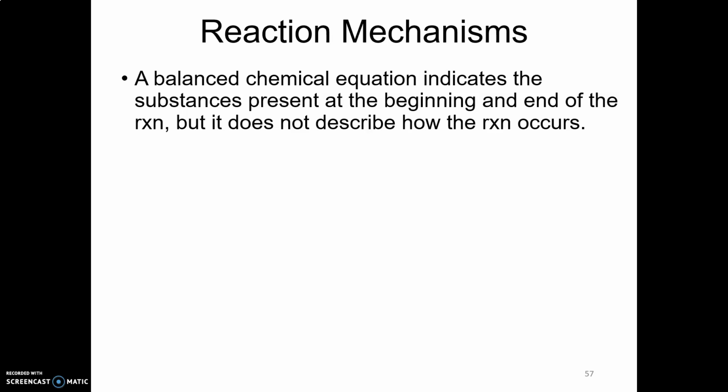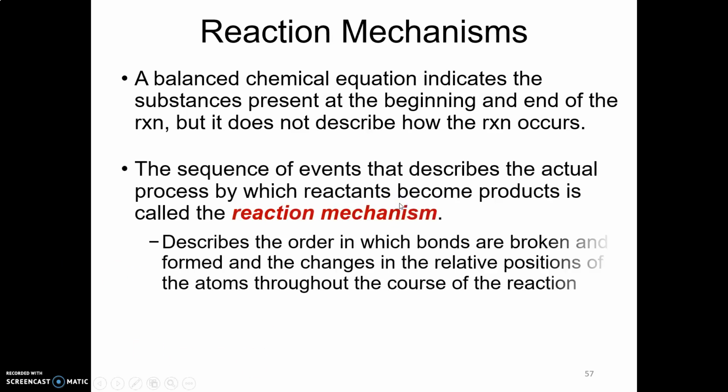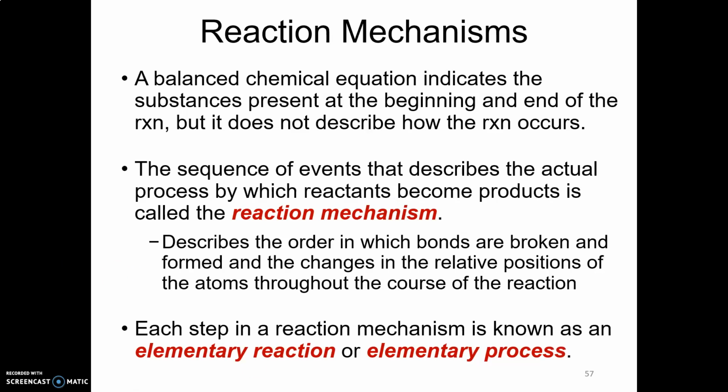So reaction mechanisms, right? We talked about the problem with a balanced chemical equation. So if we click down and we make all this reveal, the problem with a balanced chemical equation is it only shows you where you started and where you ended. And sometimes a reaction can happen in one step and that's it. But most reactions actually take multiple steps. There's a sequence of events that's taking place.